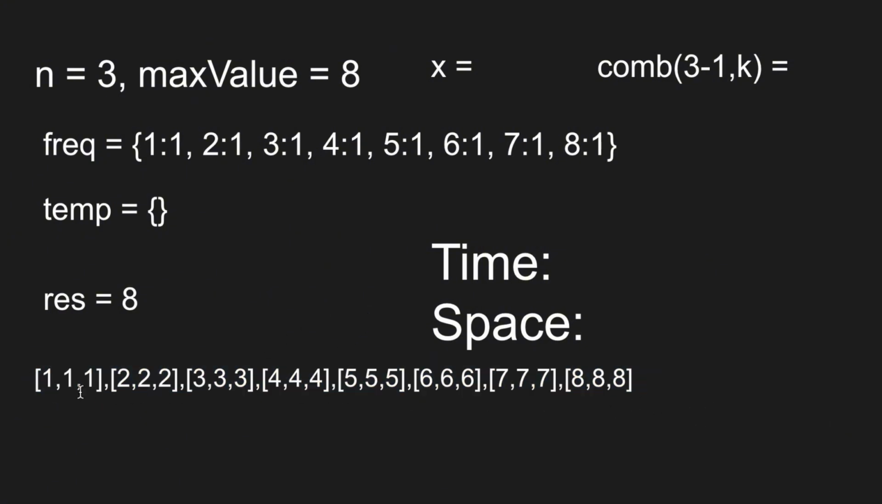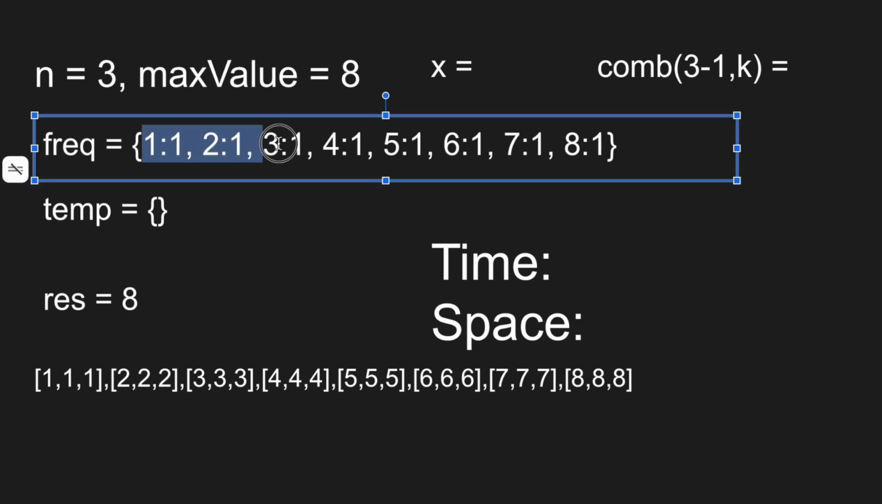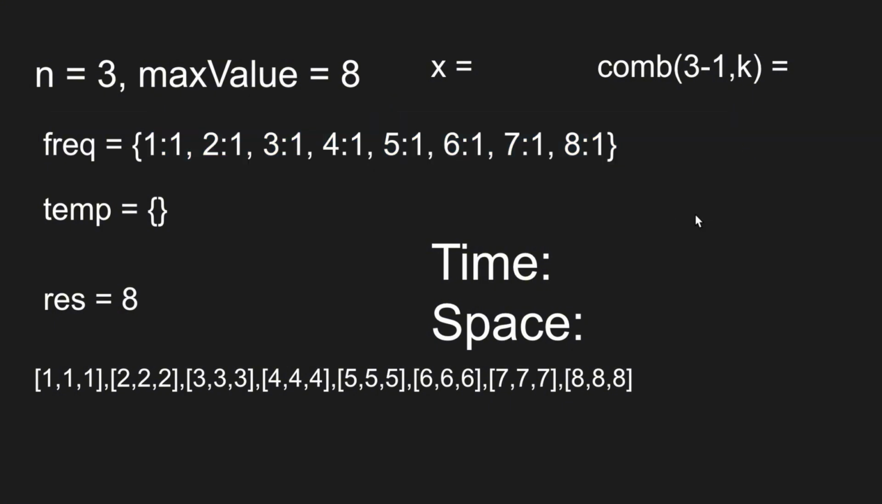So initially, we will have all the arrays with no changes, and that will be the max value. So initialize result to 8. And this frequency hash map will represent the number of instances where it can reach that number with k changes. Right now, k is equal to 0. And now we're going to find out the number of values that can be reached with one change, where k is equal to 1. So what we will do is we will use the combination formula times the frequency of certain numbers, and then we will add that to the result.